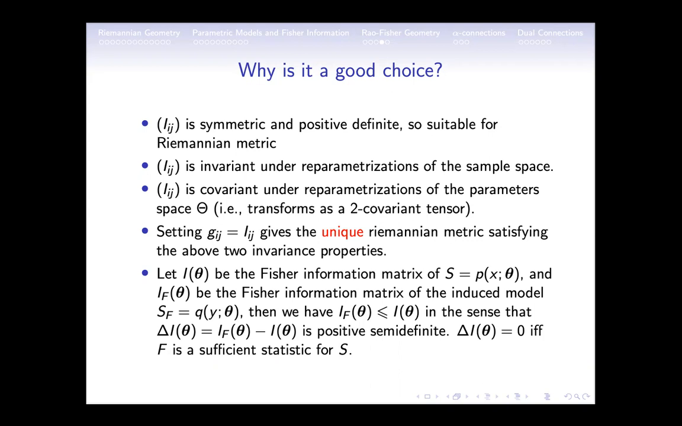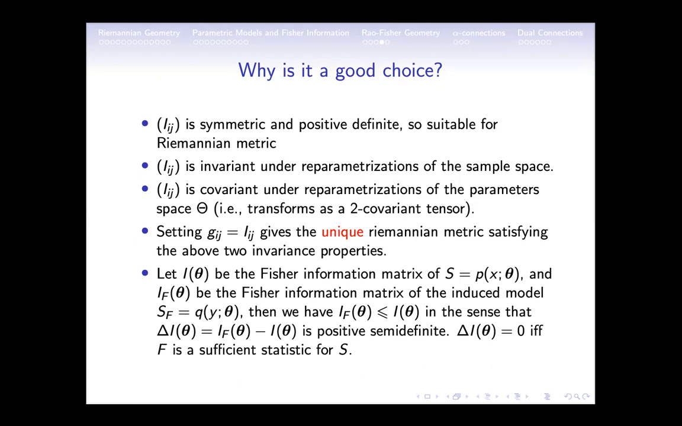The second thing is that there are two very important invariance and covariance properties of defining a Riemannian metric using Fisher information. The Fisher information matrix is invariant under the reparametrization of the sample space. The proofs are not very difficult; they just require some chain rules. But due to lack of time, I'm not able to cover all the proofs here.